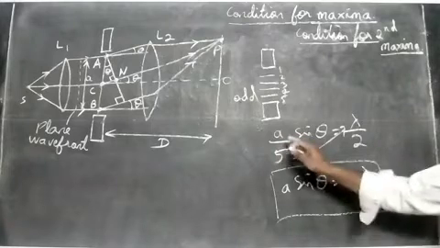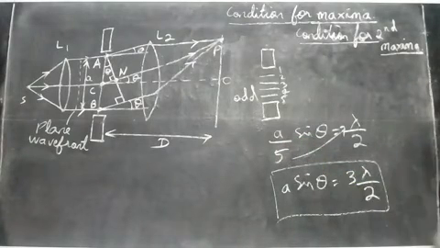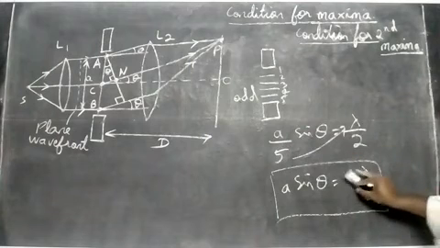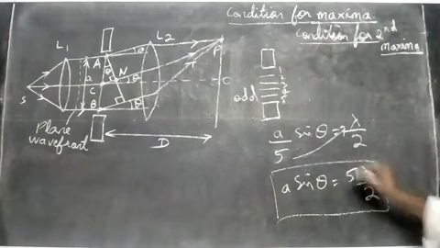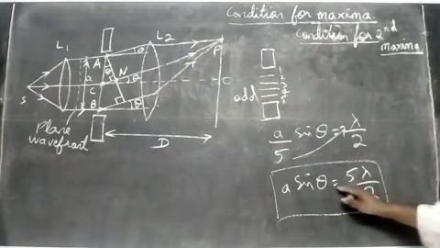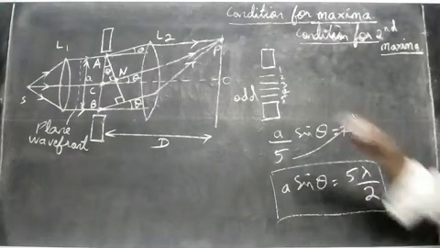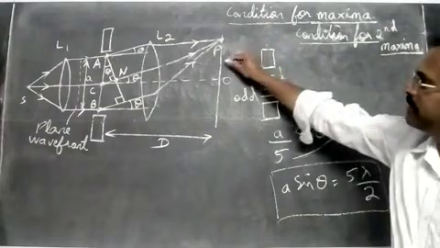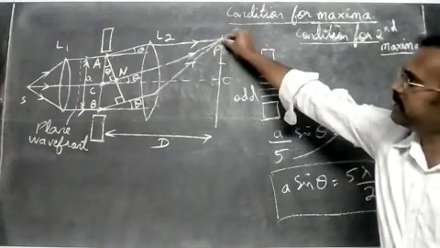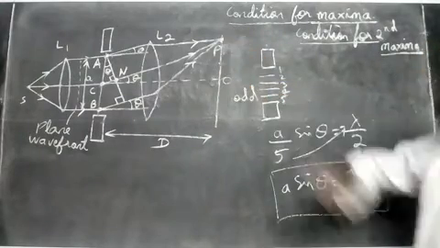Okay, we saw that now. Just change, instead of 3 we change it as 5, and 5 goes upwards, so this will become 5 lambda by 2. So a sin theta is equal to 5 lambda by 2. This is the condition for the second maximum. That means point P should be the second maximum. First maximum will be here, second maximum will be here. That's the condition here.